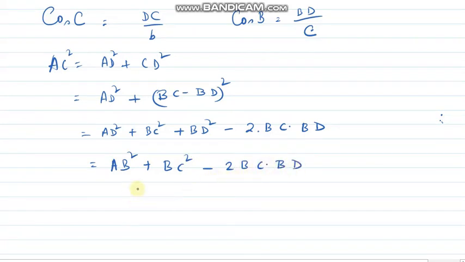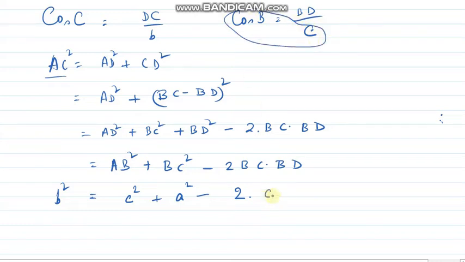If I put the corresponding values, AC is b square, AB is c square, BC is a, and this one is a square minus 2 into a into BD, where BD is c cos B.